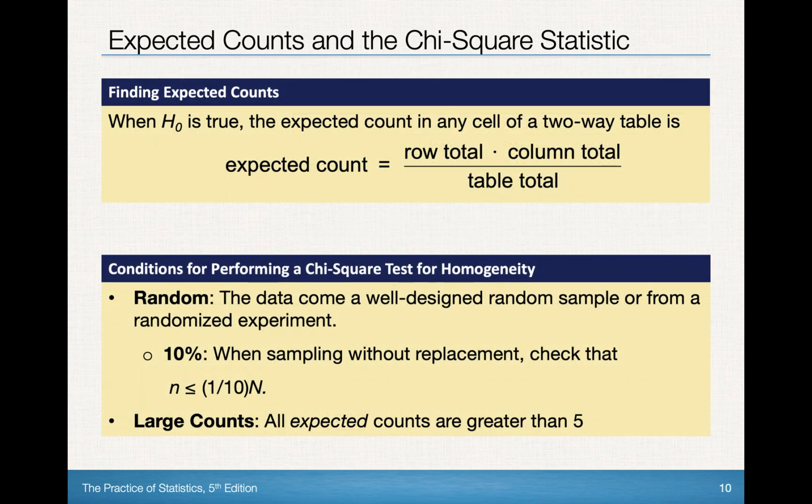So again, the expected counts is row total times column total over table total. And you can do that for each of the entrees chosen in our case. The other conditions, again, need to be a randomized, well-designed experiment or a random sample. If we are sampling without replacement, do not forget to check your 10% rule. And then, of course, the large counts, like I said, they all have to be greater than 5.